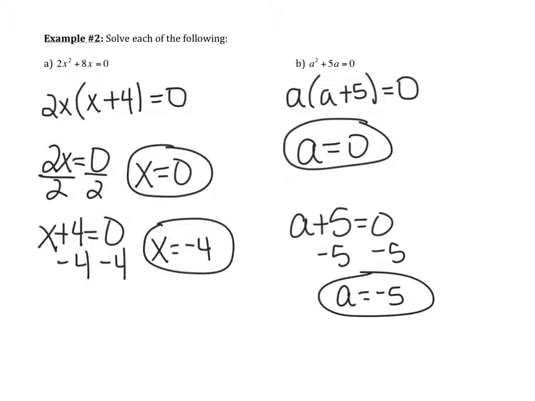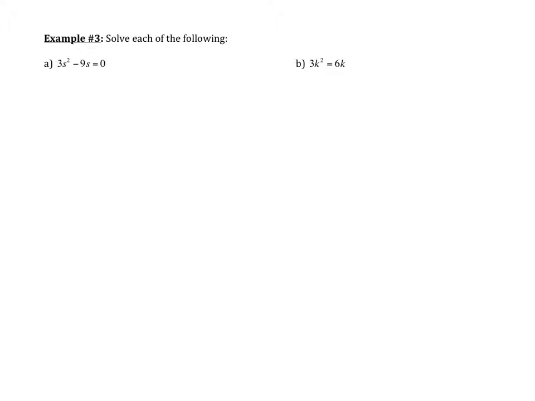So I have 2 answers just like I thought I would have since my highest power was squared originally in my problem. On to example 3, solve each of the following. So it's just more of the same. So part A says 3s squared minus 9s equals 0. So again, always make sure your equation is set equal to 0. Look at the coefficients first. What's the biggest number that goes into 3 and into 9?